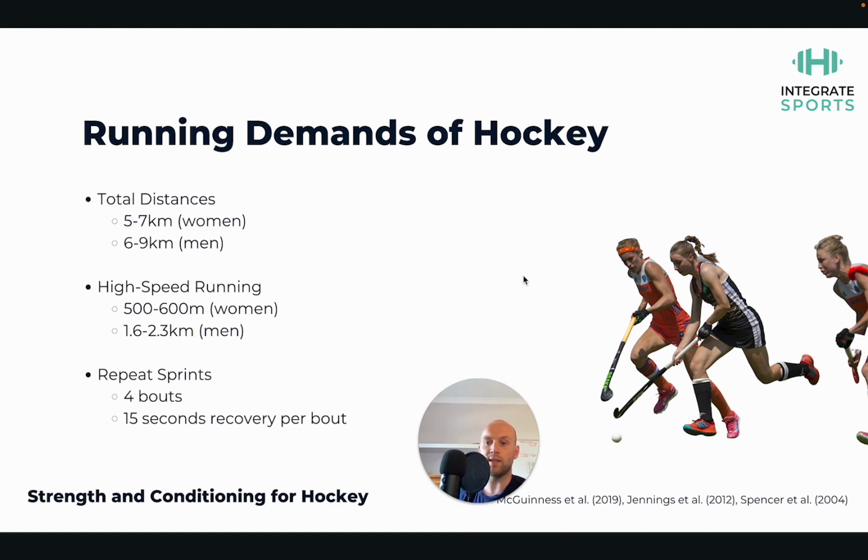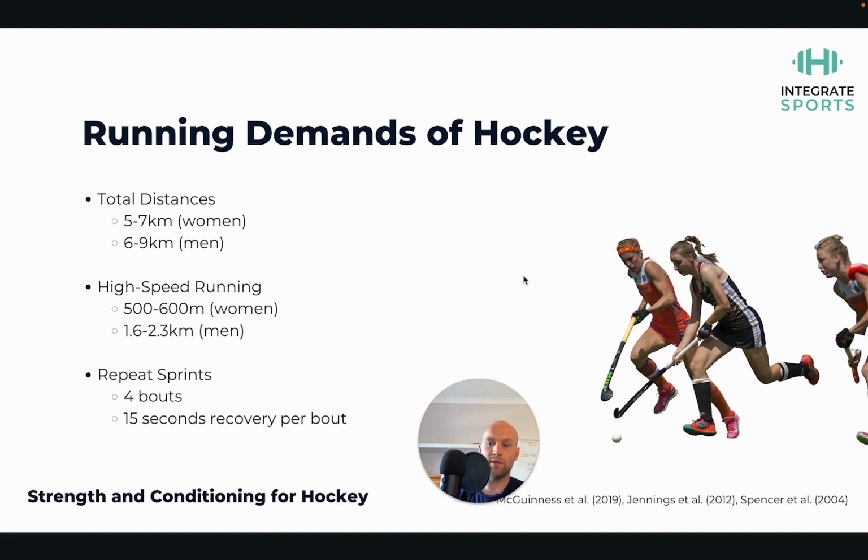High-speed running distances are around the 5 to 600 metre ballpark for women, and 1.6 to 2.3 kilometres in men. The differences are so obvious in the high-speed running section because we take that from an absolute number, which is typically 5 metres per second or 18 kilometres per hour. So it doesn't equate relative speeds for the two different games, which is why the differences are there. If a relative percentage was used, it would probably equate out quite neatly.